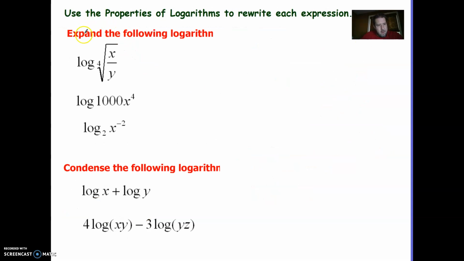Down to 1 minute left. Expand the following. Let's see. So this expanded, I probably won't get to do all of these. This is 4th root, so that really means 1/4 power. So this is log of x to the 1/4 power being subtracted by 1/4 log of y.